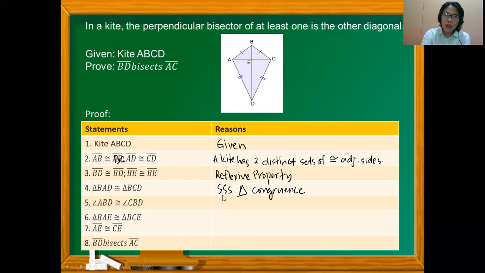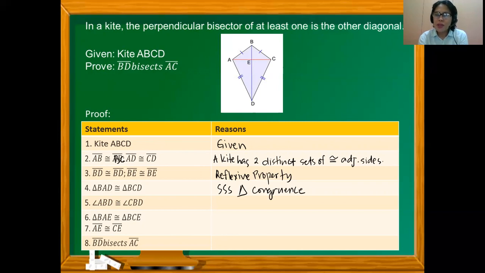So where are the three pairs of congruent sides? We have AB and BC, one, and then we have AD and CD, two, and then the last pair is BD. Now, AB corresponds to BC, while AD corresponds to CD, and of course, BD corresponds to BD. So there are three corresponding parts between the two triangles that are congruent. So we can conclude that the two triangles are congruent under side, side, side triangle congruence.